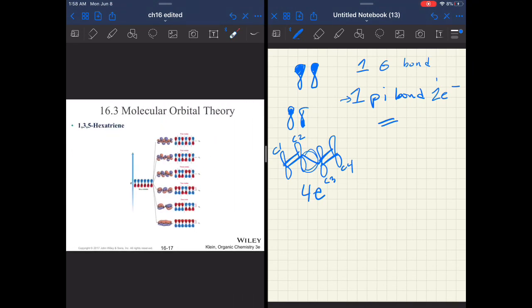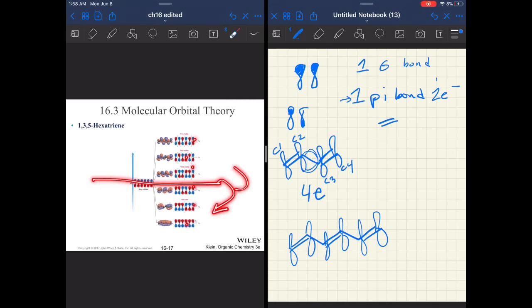Now, you could expand on this. If you were looking at hexatriene, now we're talking about 1, 2, 3, 4, 5, 6 p orbitals. So you're going to have 6 molecular orbitals. Half bonding, half antibonding. Now you've added another set of pi electrons. You have 2, 4, 6 pi electrons to fill the chart in with.